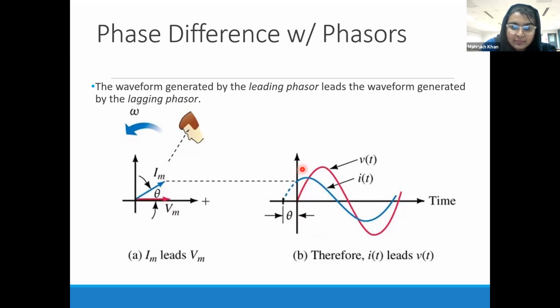So we are all the time talking about with respect to the zero time. So here you can see that this phasor did not start yet, but it already has an angle. That's why this is a leading phasor than VM. Okay?